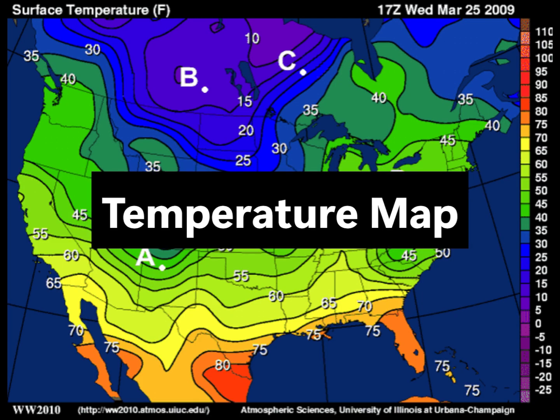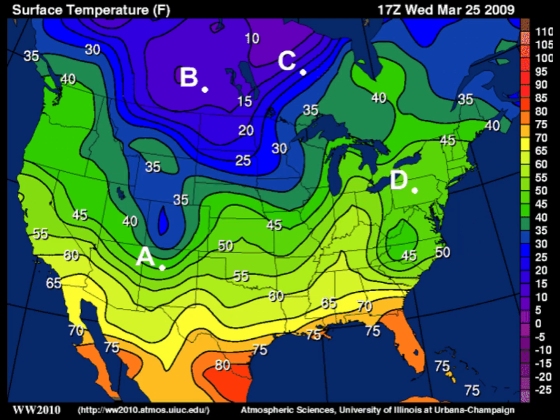Today we're going to explore temperature maps and take a closer look at the key elements you'll find on them. A temperature map shows how temperature varies from place to place at a specific time. Each color on the map represents a different temperature range.